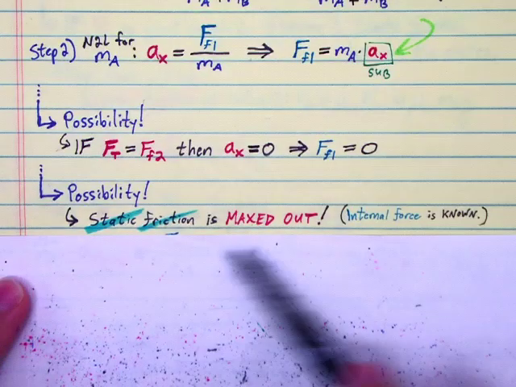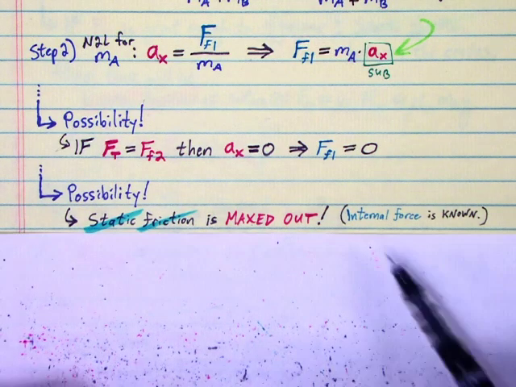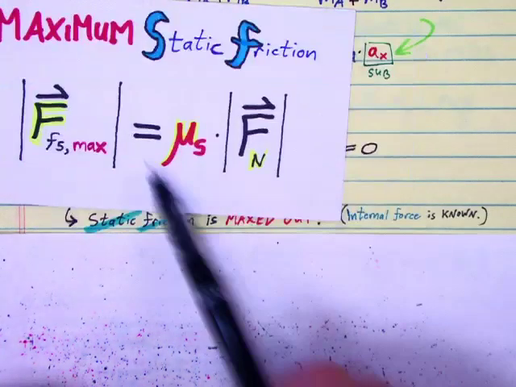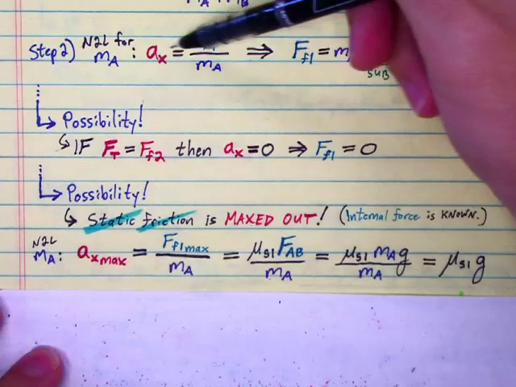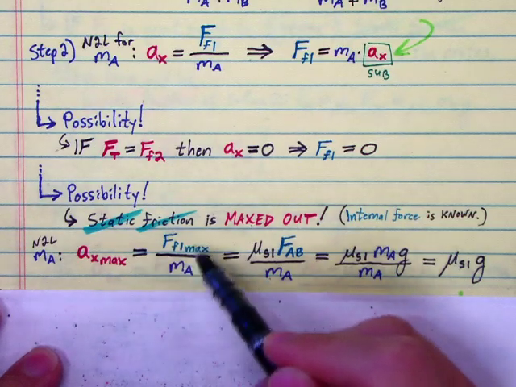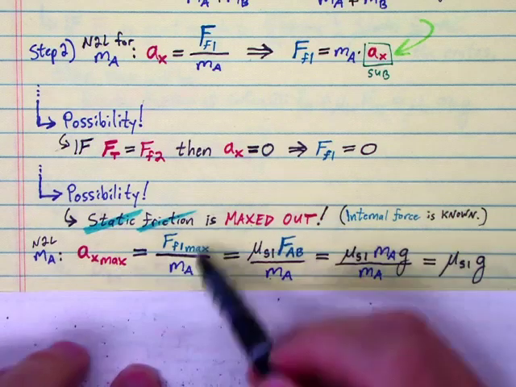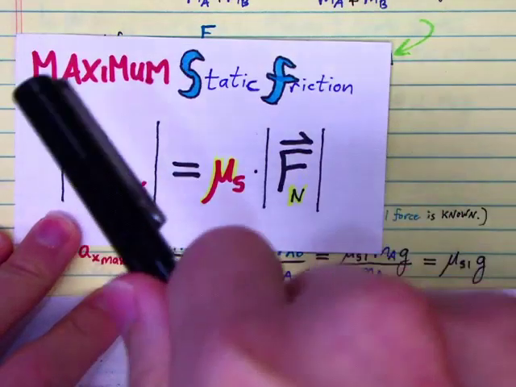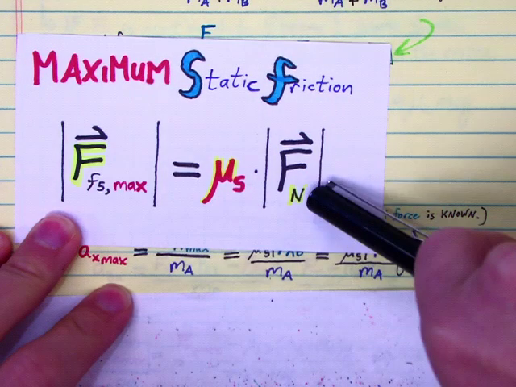So if static friction is maxed out, now our algebraic logic is slightly different because our internal force is known. That force of static friction can now be calculated from this formula. So let's try that. Going to Newton's second law for the top crate, if we have the maximum value of the force of static friction, that's going to tell us the maximum acceleration that the top crate can have without slipping. So let's find F_f1 max. That's this formula, but that force of static friction max at surface 1 depends on the coefficient of static friction at surface 1 times the normal force at surface 1.